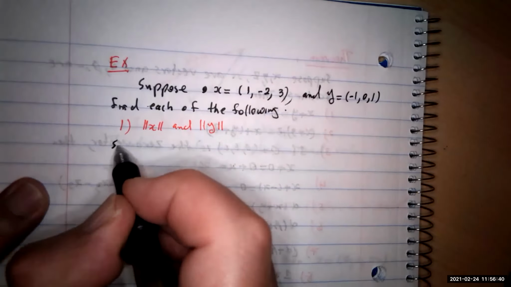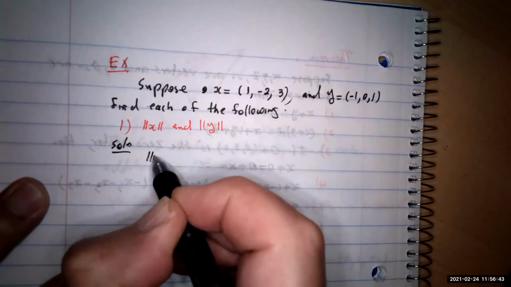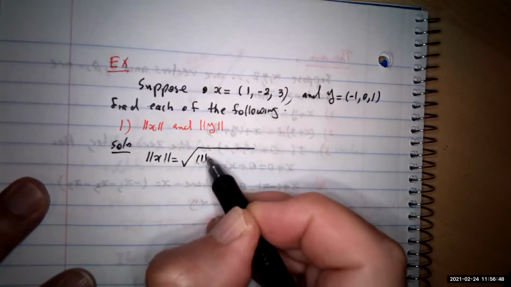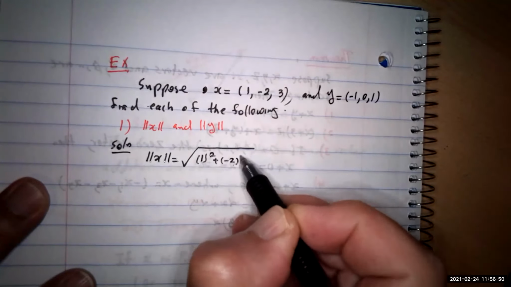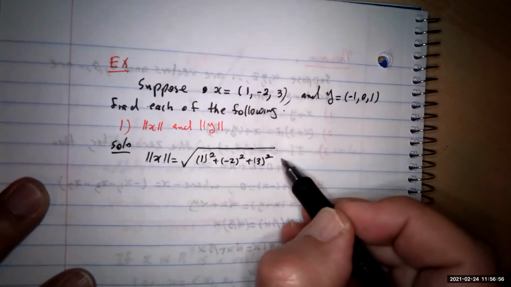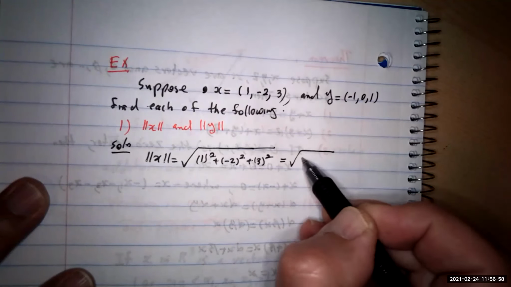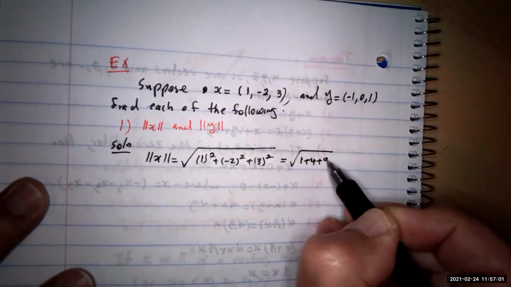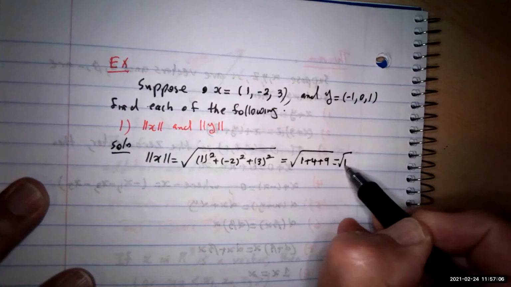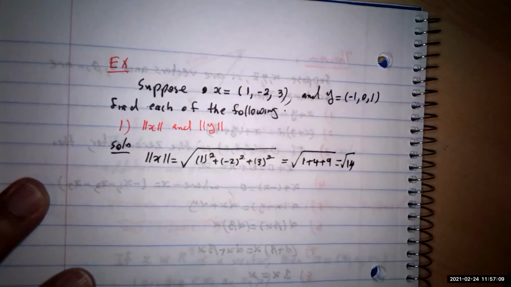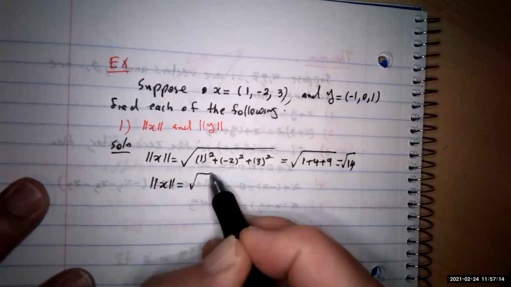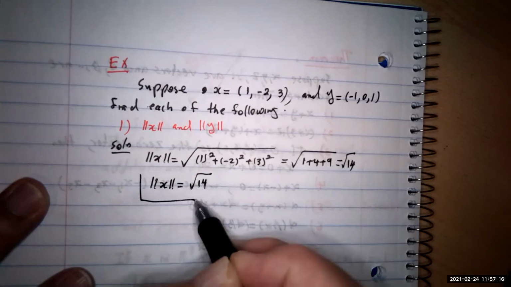Solution. So the norm x is going to be the square root of 1 squared plus (-2) squared plus 3 squared. So 1 squared would be 1, 4, and 9. So that gives you 14. We write it down as exact; we are not going to simplify it. So that gives you the norm of x, the square root of 14.